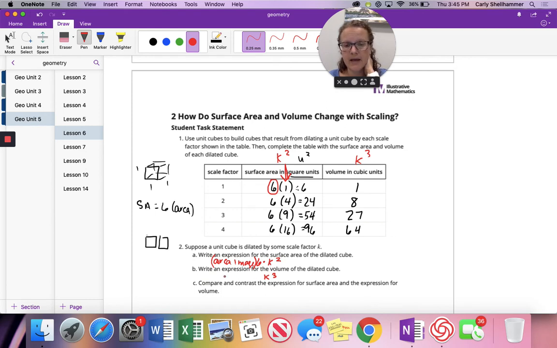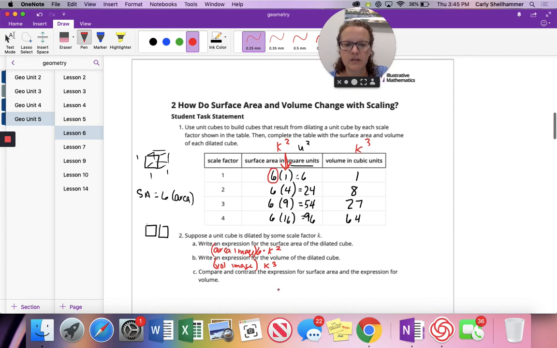And here we would have the volume of the image times our scale factor cubed.